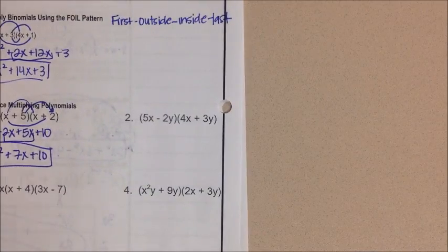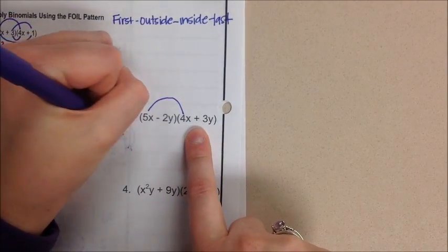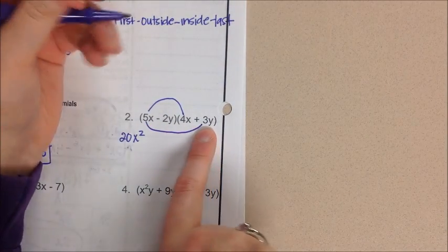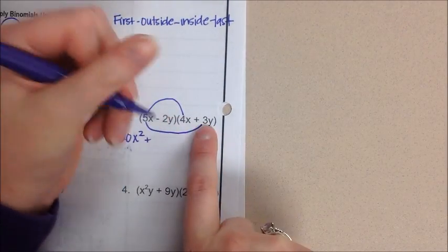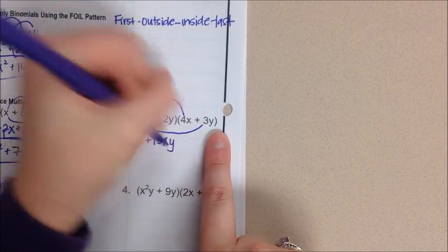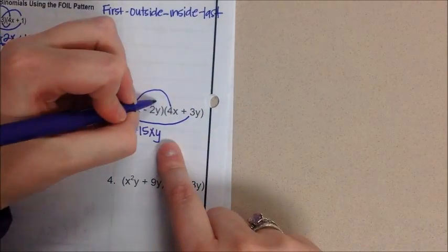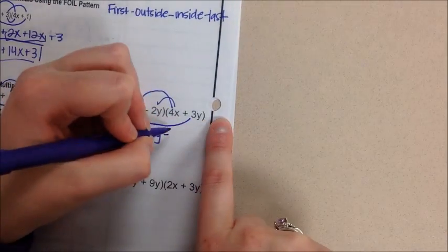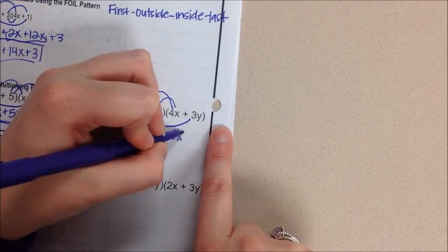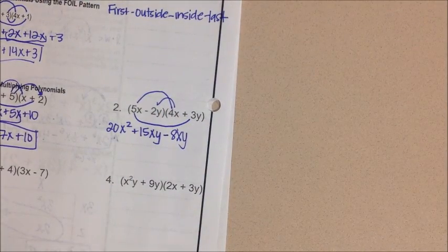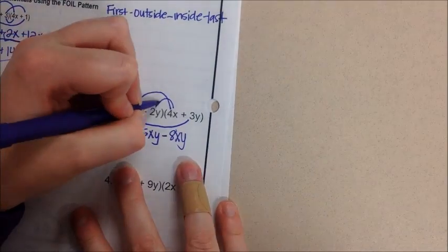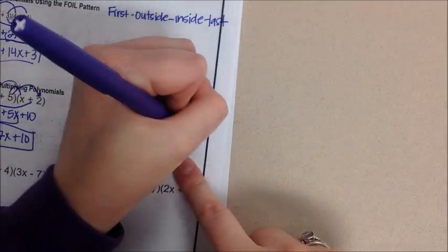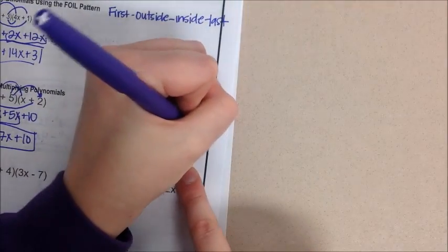Okay, number 2. First, so 5x times 4x, that's 20x squared. Outside, 5x times 3y, well 5 times 3 is 15, and then x times y is just xy. Inside, 2, it's negative, so this is going to be negative 2 times 4 is 8, and then you always put them in letter order, so it goes xy, not yx. And then your last, it's negative again, so 2 times 3 is 6, and then y squared. Okay?